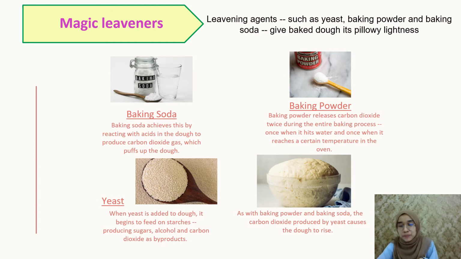Next, baking powder. Baking powder releases carbon dioxide twice during the entire baking process: once when it heats water and once when it reaches a certain temperature in the oven. Lastly, it is yeast. When yeast is added to the dough, it begins to feed on the starch, producing sugars, alcohol, and also carbon dioxide as byproducts. As with baking powder and baking soda, the carbon dioxide produced by yeast causes the dough to rise.